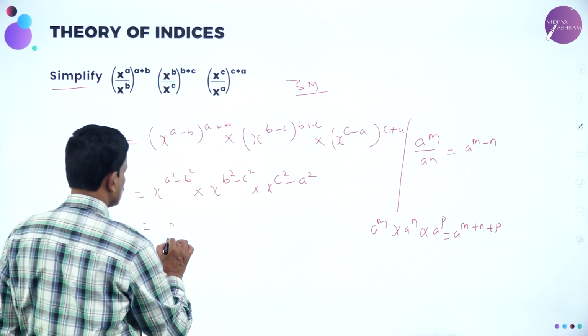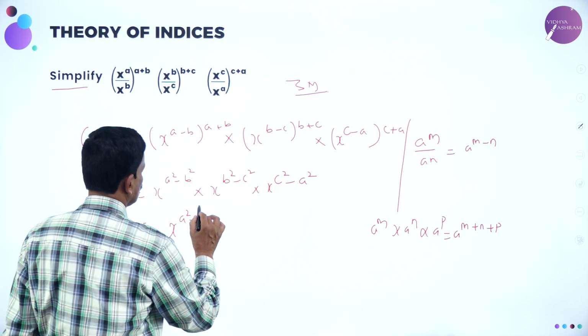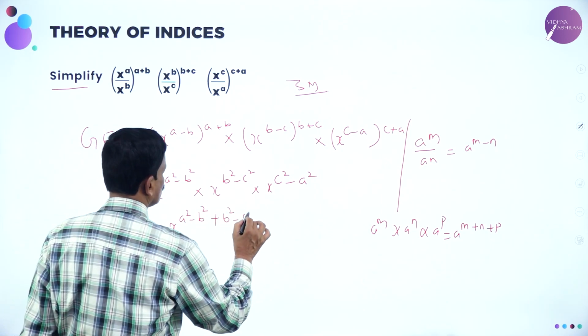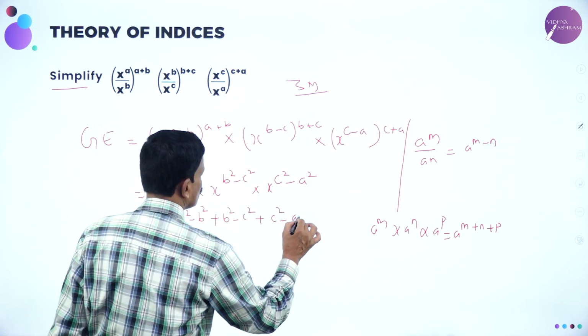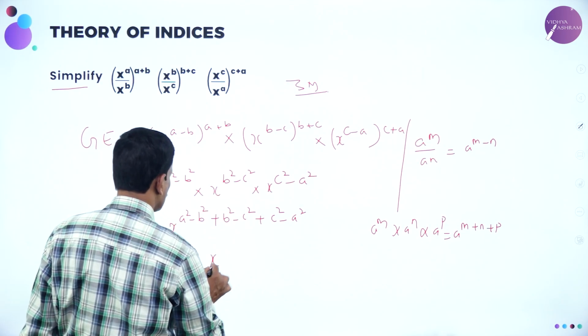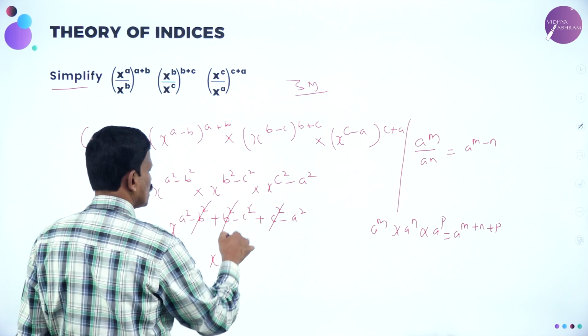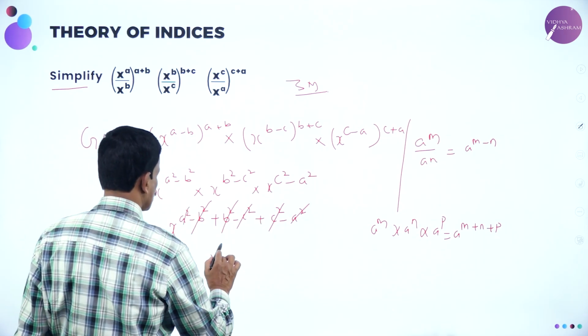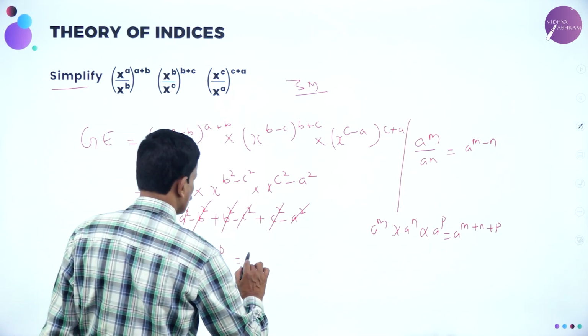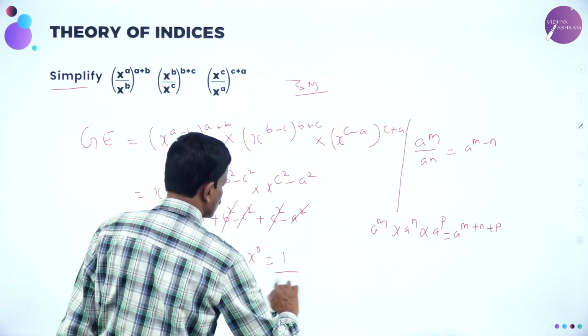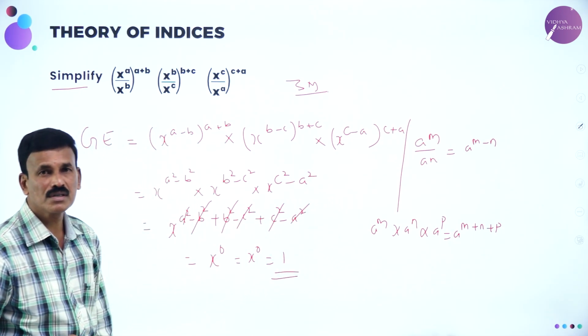So the bases are same, x to the power of a square minus b square plus b square minus c square plus c square minus a square. This is equal to x power a square minus a square plus b square minus b square plus c square minus c square, everything gets cancelled, x power 0. X to the power of 0 is nothing but 1. The required answer is 1.